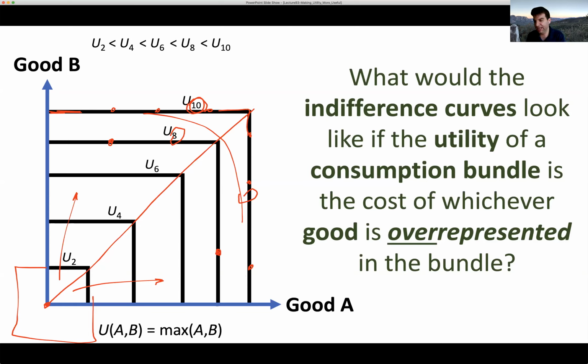And related to that, can I go over how this applies to downstream and upstream? So if I viewed good A as my downstream from Cox or whoever my cable company is, and I viewed good B as my upstream, then when I buy a cable package, which is not surprisingly called a bundle, I'm forced to buy a certain amount of upstream and a certain amount of downstream.